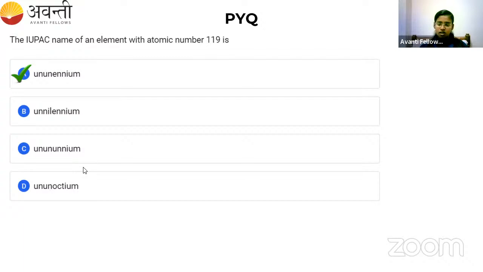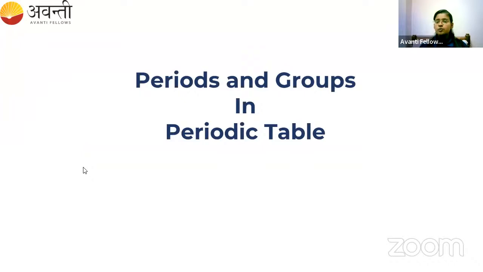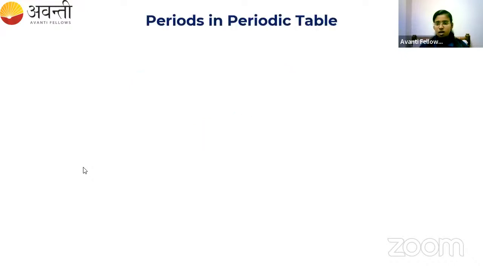Very good. Now the second topic of today's session is the periods and groups in the periodic table. First, let's discuss the periods. Then I will discuss the groups. So coming to the periods, what are called periods? Horizontal rows or vertical columns? So periods are called horizontal rows, right? So there are 7 horizontal rows or 7 periods in the periodic table.